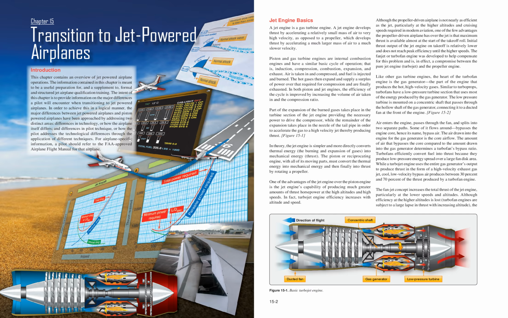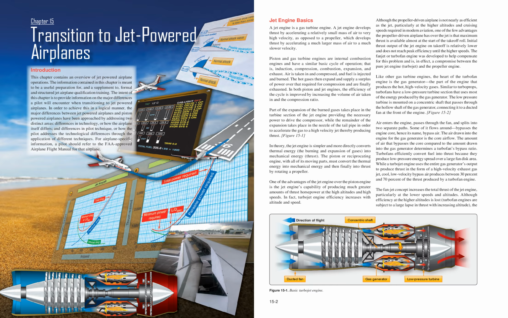Chapter 15. Transition to jet-powered airplanes. Introduction. This chapter contains an overview of jet-powered airplane operations. The information contained in this chapter is meant to be a useful preparation for, and a supplement to, formal and structured jet airplane qualification training.